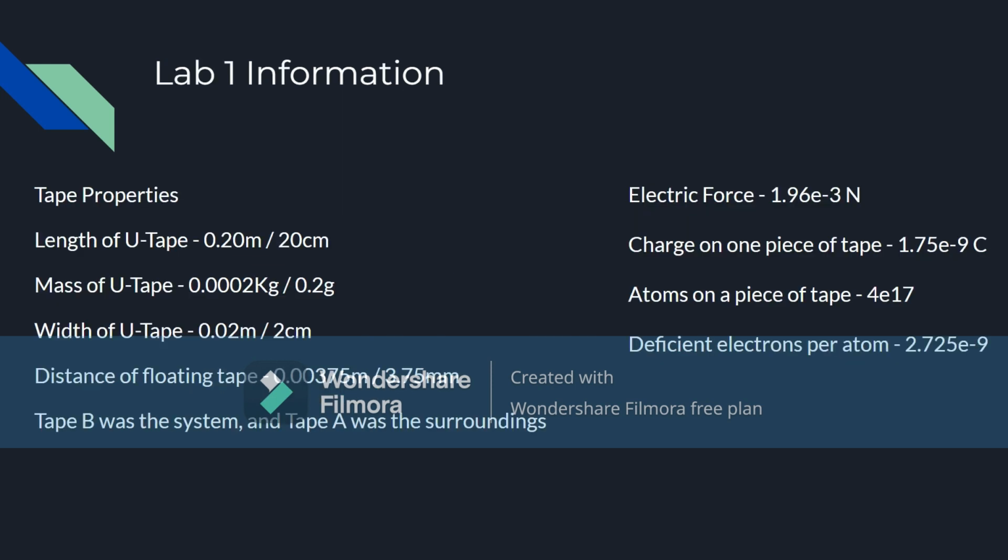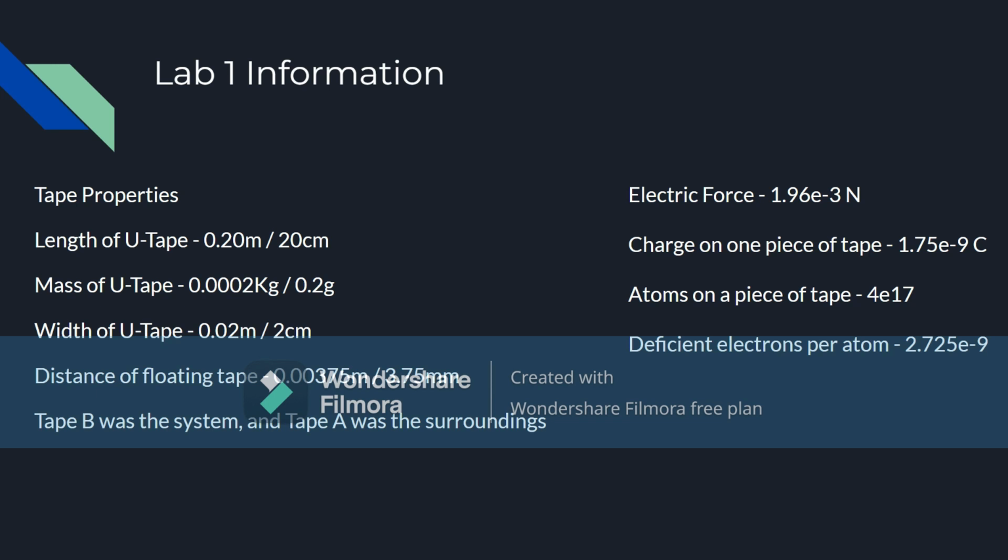Lab 1 information. The properties of my tape from Lab 1 were: the length was 20 centimeters, the mass was 0.2 grams, the width was 2 centimeters, and the distance when it started floating was 3.75 millimeters. Tape B was the system and tape A was the surroundings.